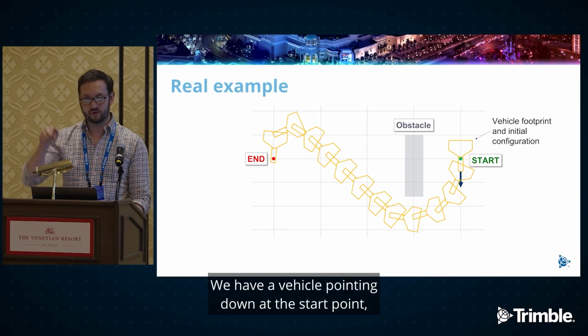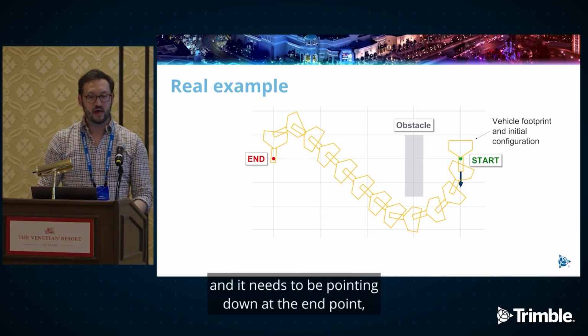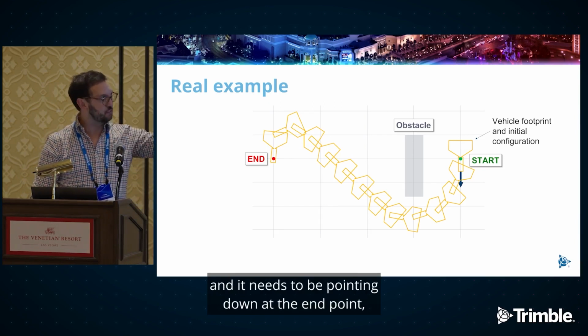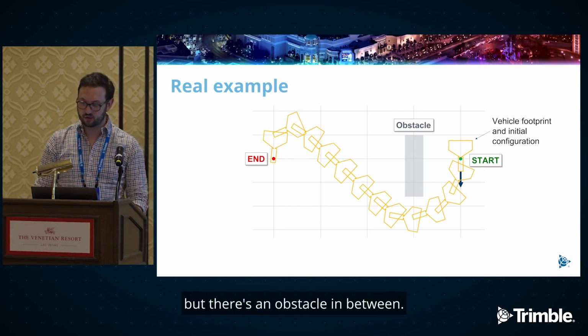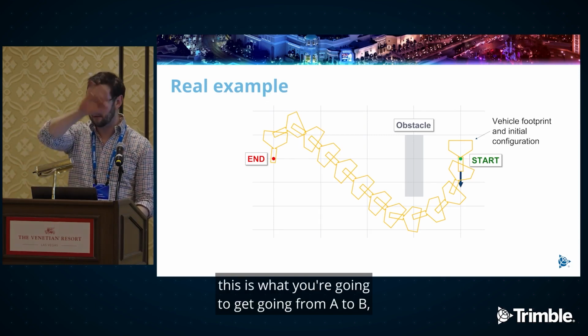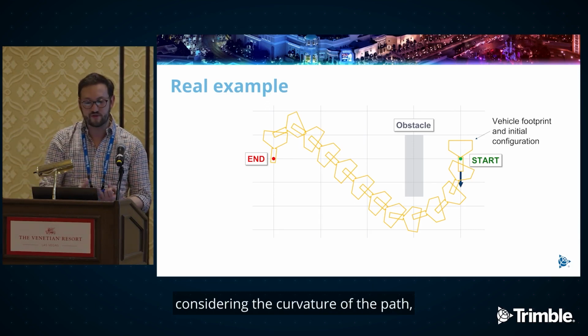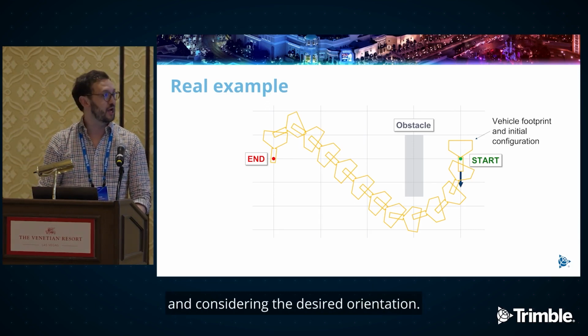And now to sum this all up, here we have a real example. We have a vehicle pointing down at the start point. That's the outline of the vehicle in yellow. And it needs to be pointing down at the end point. But there's an obstacle in between. So if you invoke our path planning libraries, this is what you're going to get. Going from A to B, considering the obstacle, considering the curvature of the path, and considering the desired orientation.